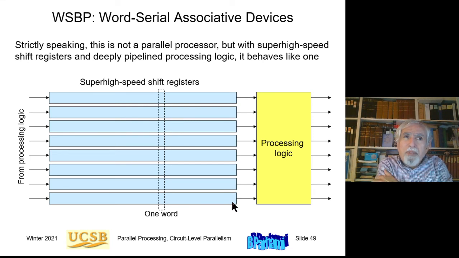Okay, so this can be viewed as a hardware implementation of a program loop. And if the number of words is manageable, not too large, I can go through all of them rather quickly and complete the processing in a small fraction of the time needed if I had done this using a program loop. Okay, so these are word serial associative devices. Words are handled serially, but bits within the same word are handled in parallel.